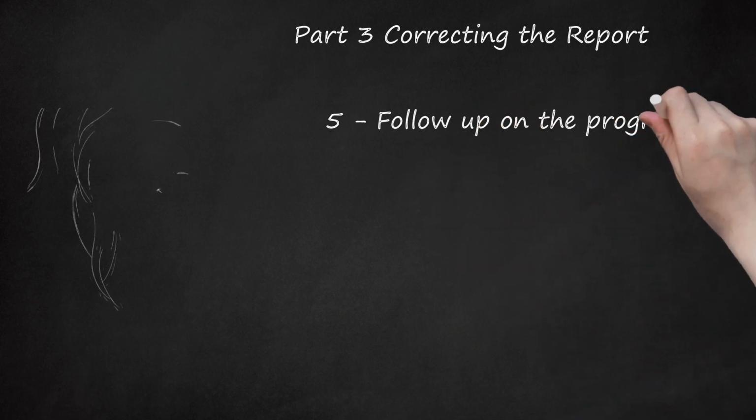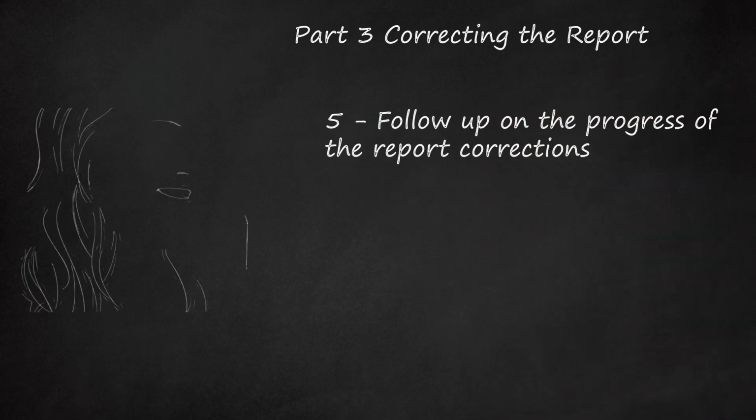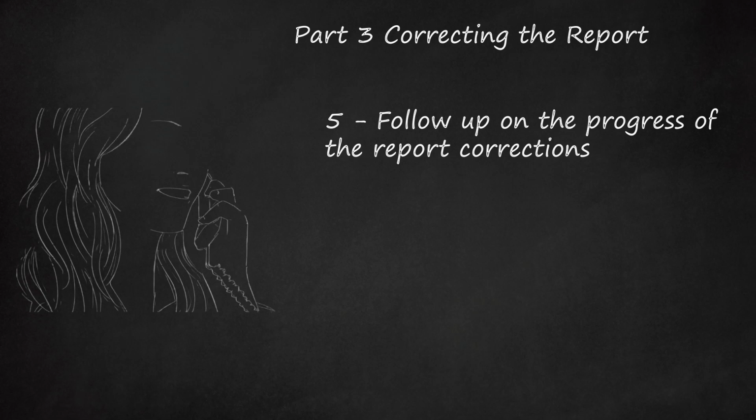5. Follow up on the progress of the report corrections. Corrections to your record should take a few weeks. If you don't receive anything in that time frame, contact your state criminal identification bureau to find out the status.